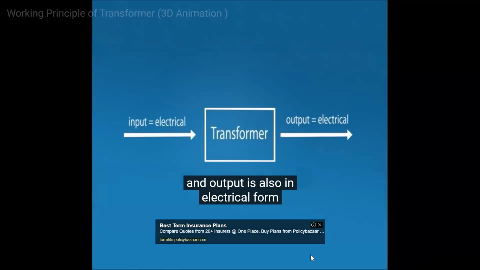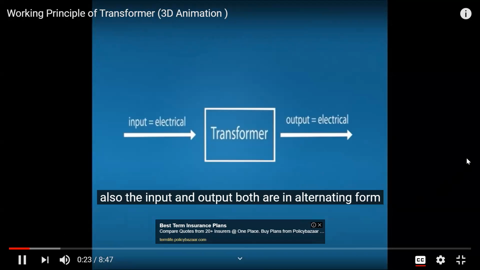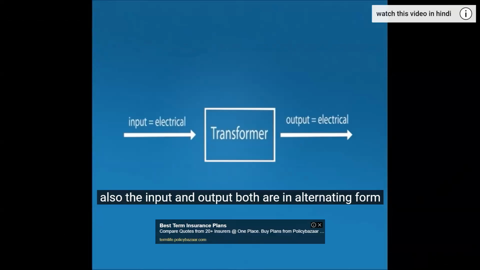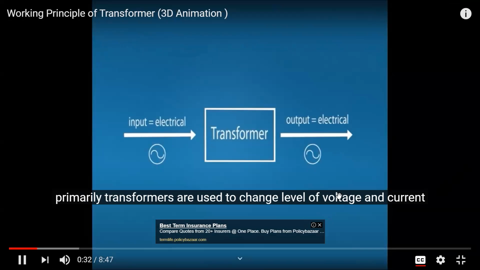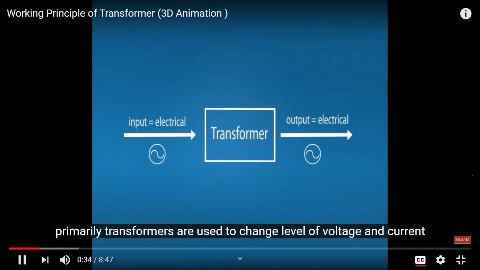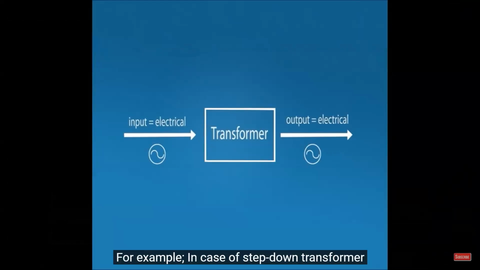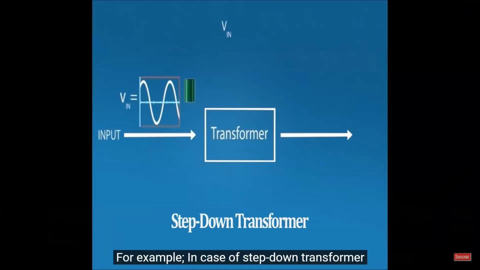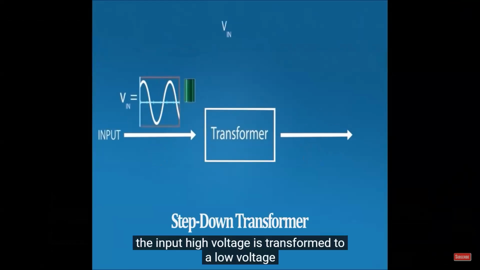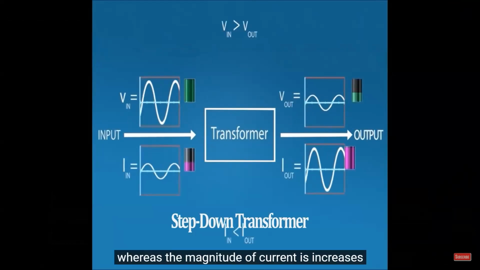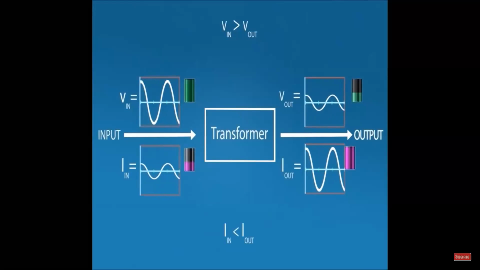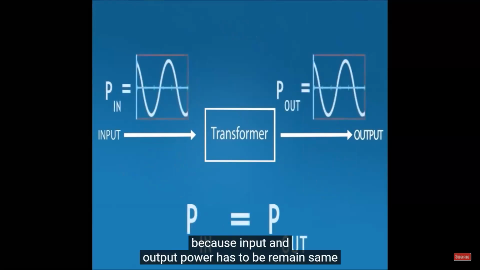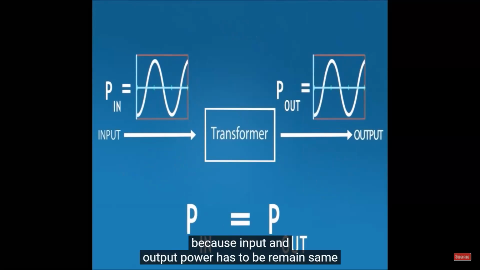The output is also in electrical form. Also, the input and output are both in alternating form. Primarily, transformers are used to change the level of voltage and current. For example, in the case of a step-down transformer, the input high voltage is transformed to a low voltage, whereas the magnitude of current is increased because input and output power have to remain the same.